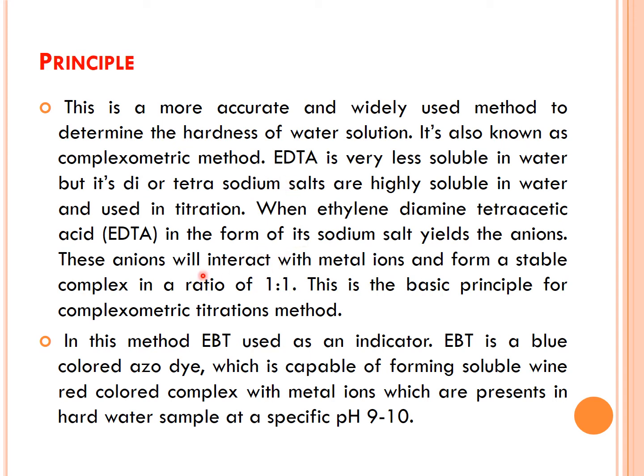In this method, EDTA will react with a metal +2 ion and form a complex in a ratio of 1:1. That means 1 mole of EDTA reacts with 1 mole of metal plus ions. This is the basic principle of the complexometric titration method. In this method, EBT is also used as an indicator, which is a blue colored azo dye, capable of forming a soluble wine red color complex with metal plus ions present in the hard water at a specific pH range of pH 9 to 10.